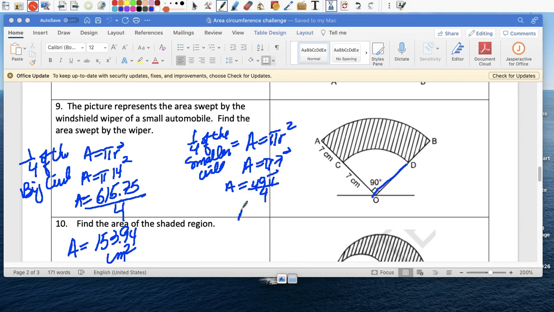It's going to give us 38.48 rounded. So let's subtract: 153.94 minus 38.48 equals 115.46 centimeters squared. That is the area of the shaded region, where the windshield wiper sweeps.